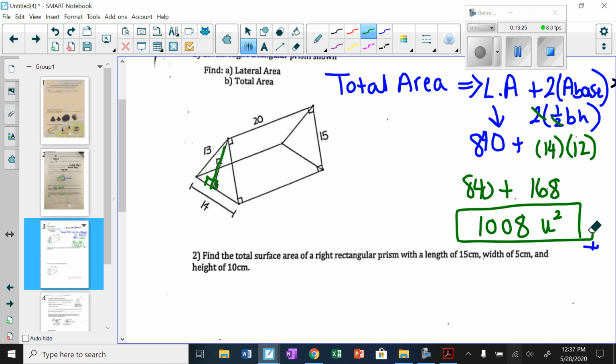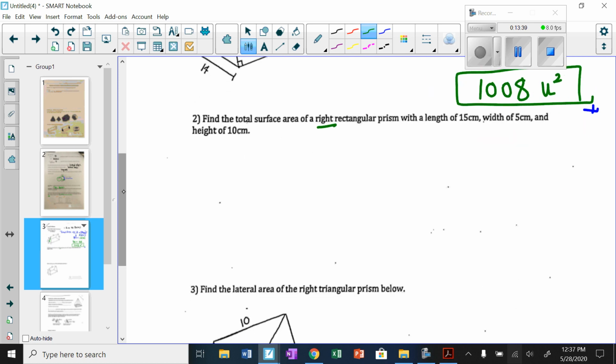Okay, next one. Find the total surface area of a right rectangular prism with a length of 15 centimeters, a width of 5 centimeters, and a height of 10 centimeters. Because it says right, all the middle figures are rectangles, not parallelograms. So we're talking about a right rectangular prism.